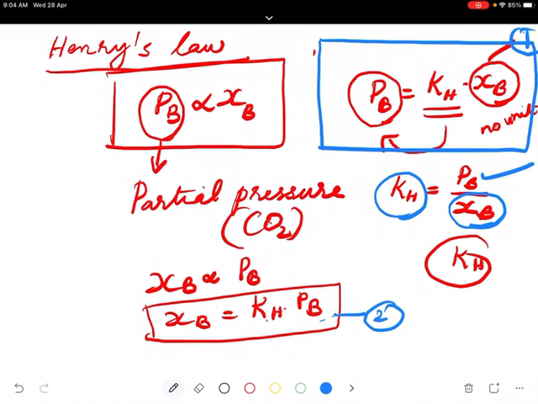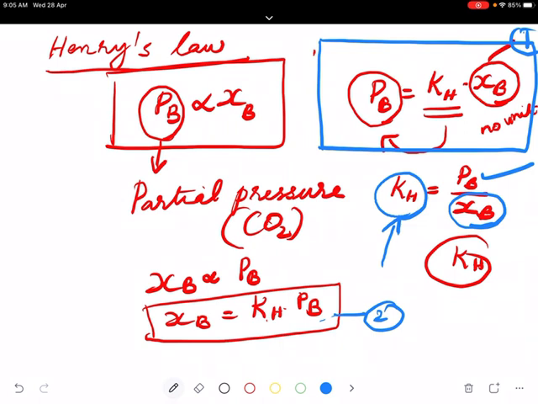Every gas has got a typical KH value. As KH value increases, solubility decreases. This is the relation. What is the significance of KH? You can check the KH values of different gases. As KH value increases, solubility decreases.